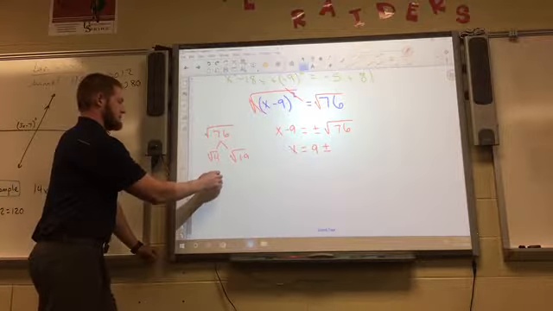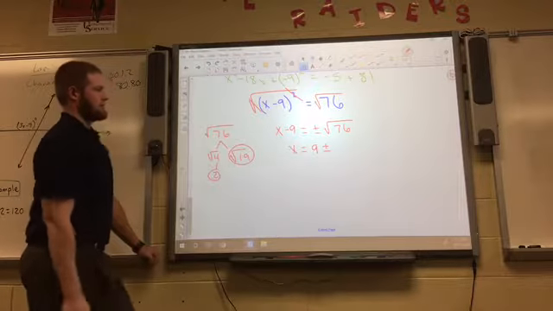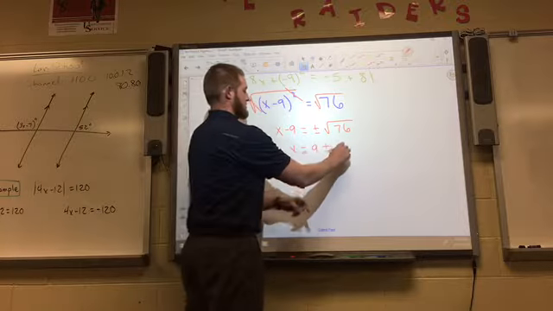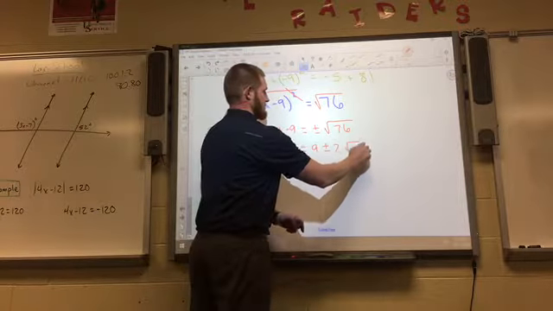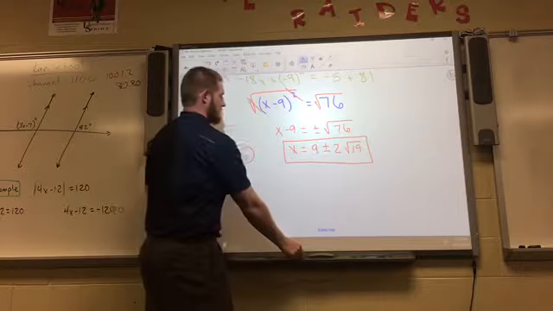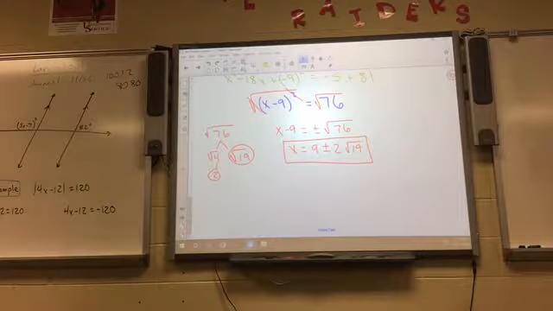Square root of 4 is 2. So I have 2 square roots of 19. So, my answer, x equals 9 plus or minus 2 square roots of 19. There it is.